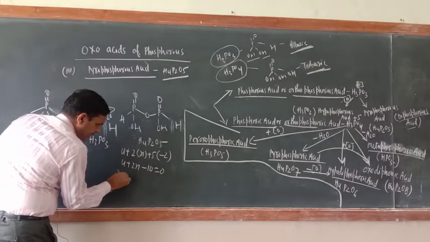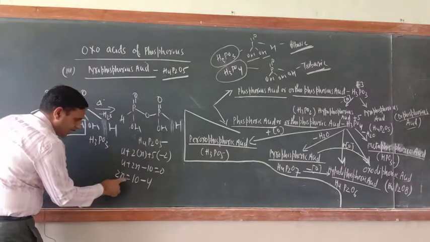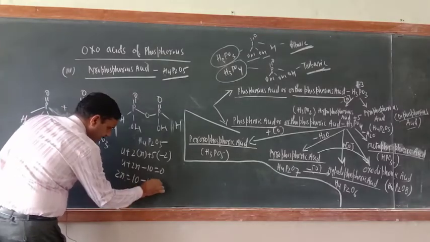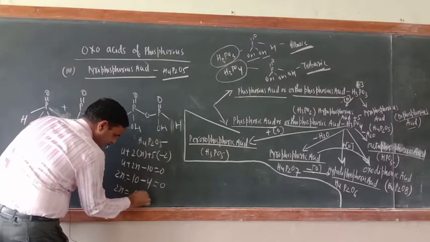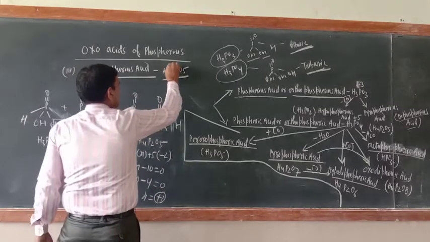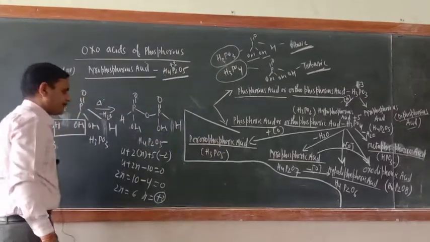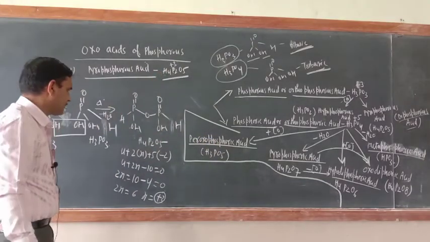So 2x equals 10 minus 4. Okay, 2x equals 10 minus 4. So now 2x equals 6, so x equals plus 3. So the oxidation state of each phosphorus here is plus 3. Are you getting my point or not? The oxidation state of phosphorus is plus 3.